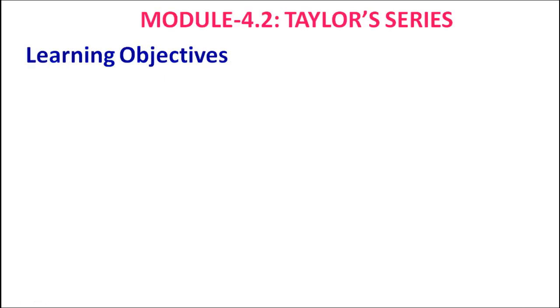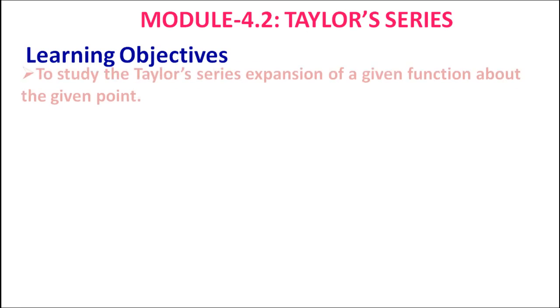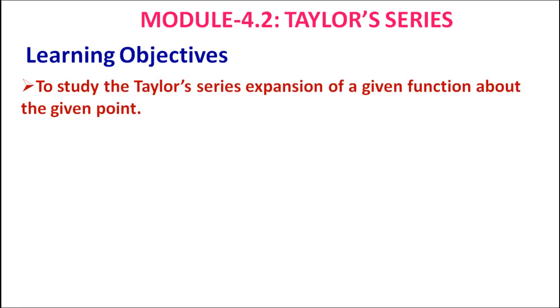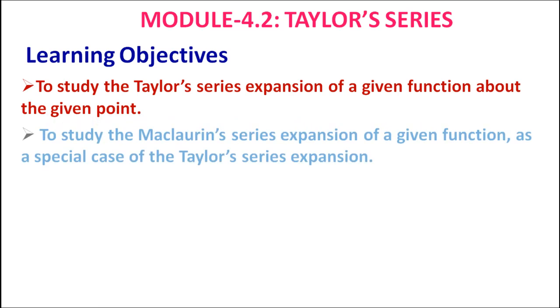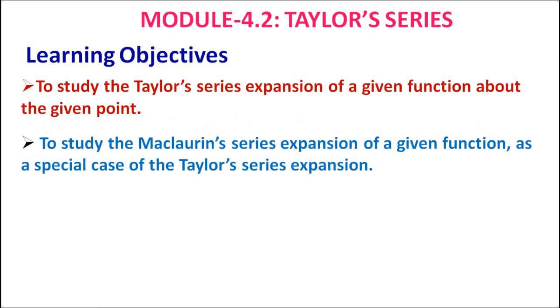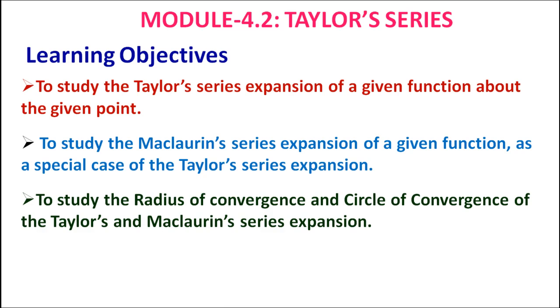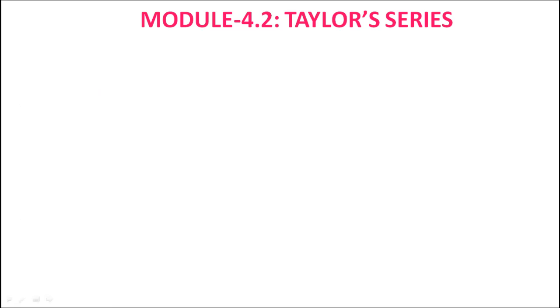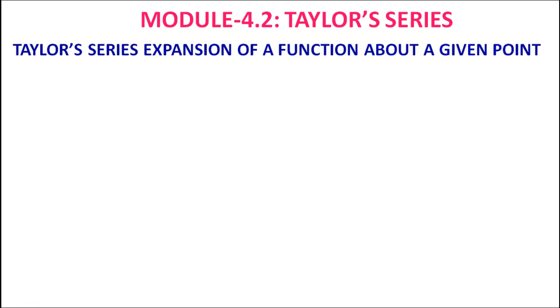The learning objectives of this module are to study the Taylor series expansion of a given function about a given point, to study the Maclaurin series expansion of a given function as a special case of the Taylor series expansion, to study the radius of convergence and circle of convergence of the Taylor and Maclaurin series expansions, and to practice the related problems. So now, the Taylor series expansion of a function about a given point.